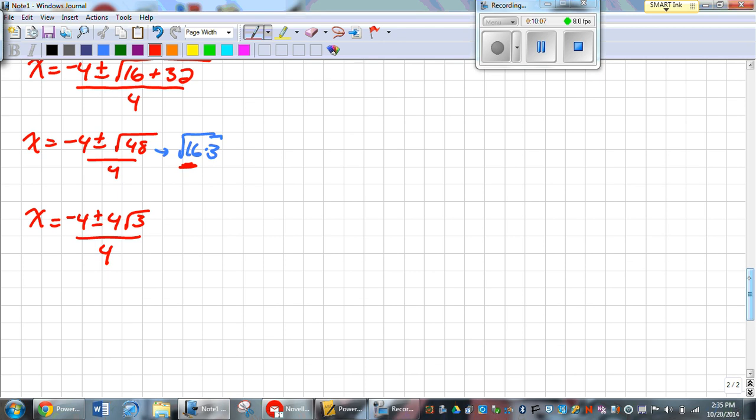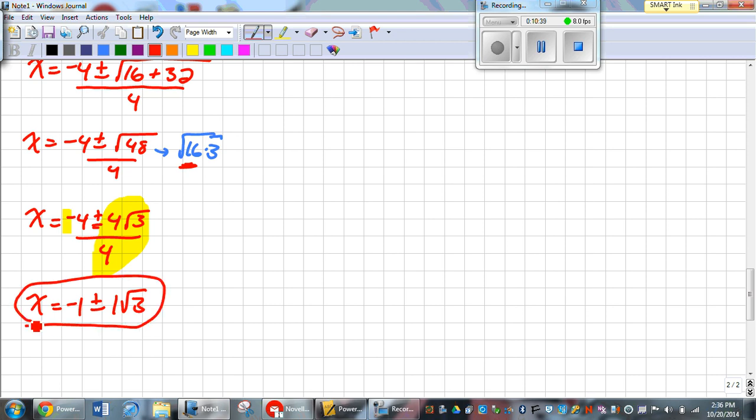And we have to reduce these. Both of these numbers are being divided by 4, so I have to reduce them both. So the first one I have to look at, negative 4 divided by 4. So I get negative 1. Okay? Next, I have to do the other side. So this becomes plus or minus, well, 4 divided by 4, that's just 1, so this becomes 1 root 3. Okay, so those are my answers.